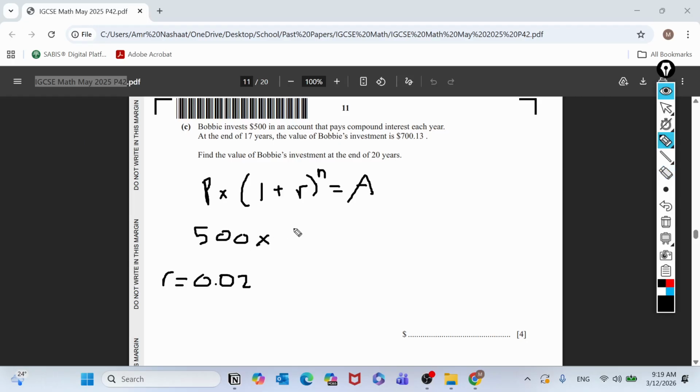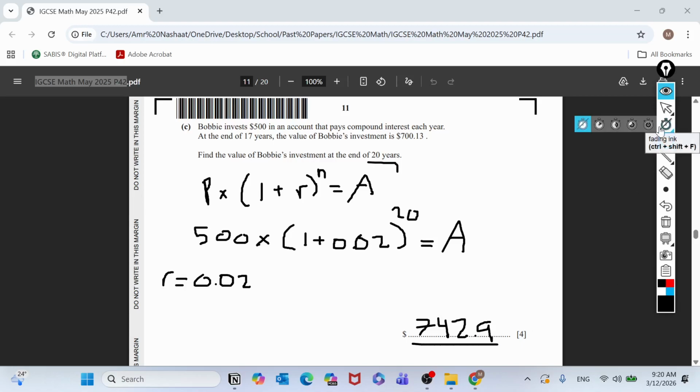500 times 1 plus 0.02 to the power of n, this time it's 20 years, gives us the total amount he has at the end. 500 times 1 plus 0.02 to the power of 20, you're gonna get, let me put it on my calculator. 500 times 1 plus 0.02 to the power of 20 equals 742.9. Okay, 742.9.